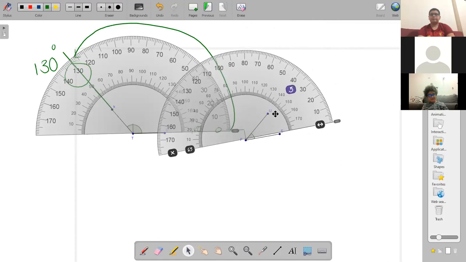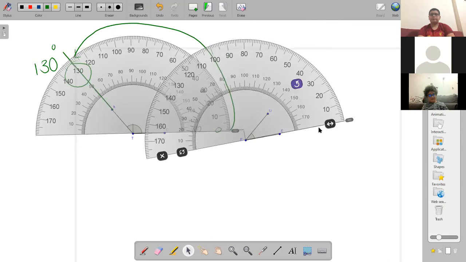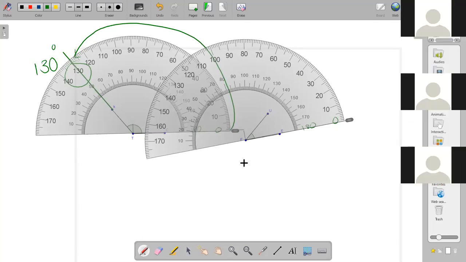The zero line should touch the line FE. We will use which scale, out or in? Are you looking at your own protractor or the one on the screen? Mine. Okay, use the inside scale until you reach the point U. Tell me how much it measures. 40. Bravo, Hussein. Excellent.